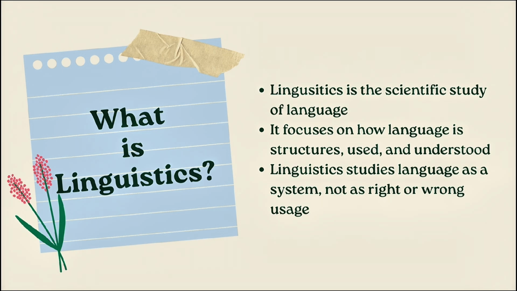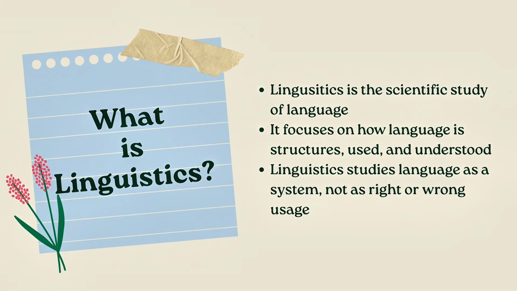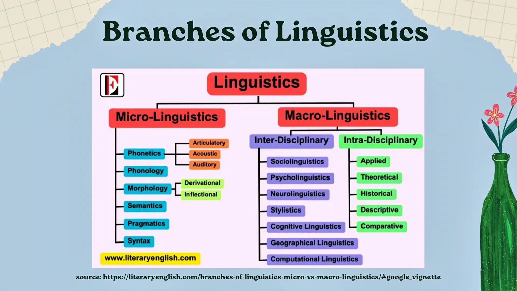Because language is complex, linguistics is divided into several branches. These branches help linguistics to focus on specific aspects of language. In general, linguistics can be divided into two major areas, microlinguistics and macrolinguistics. These two areas have different focus, but they are connected to each other.